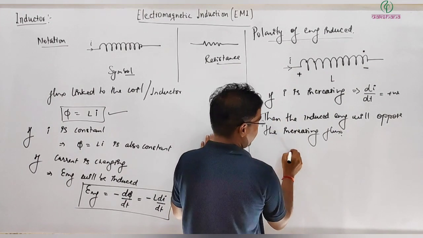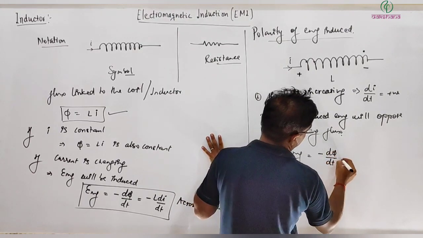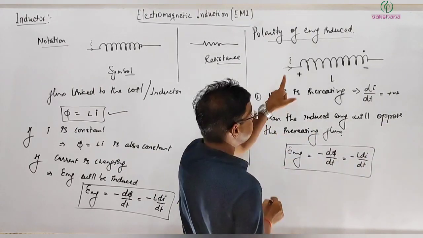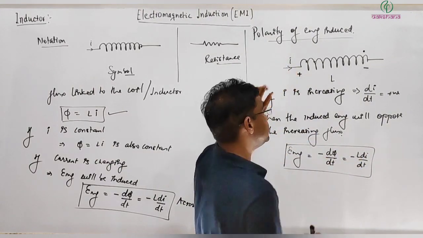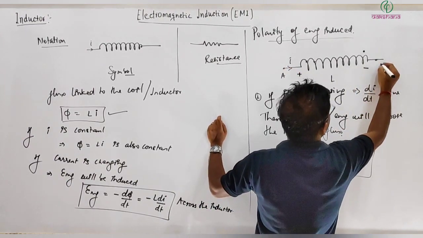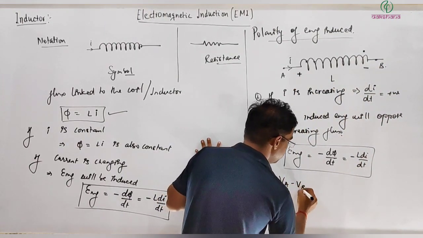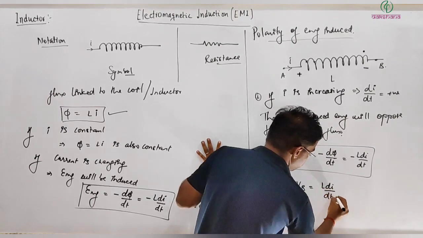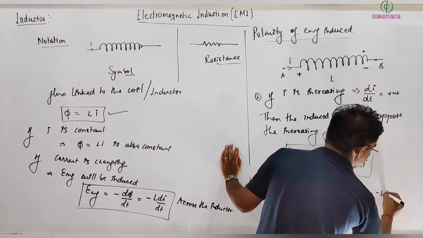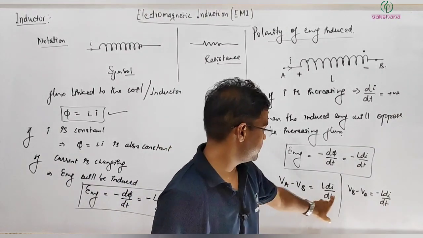And this way, I can write the induced EMF is mathematically given by minus dφ/dt, and that is minus L di/dt. And here you can see this is I, right? So if this is positive, let's say this is A and this is B, then A will be at higher potential, so I can write VA minus VB will be L di/dt. It will be positive. But VB minus VA will be minus L di/dt. In general terms, I hope you understood this point.